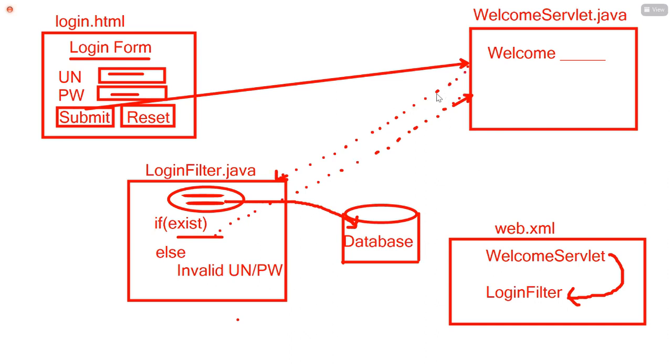Control is diverted to the filter. Filter executed. If it exists in the database, it comes back. If it does not exist in the database, invalid. Stop here only. The servlet is not executed. Okay, that type.